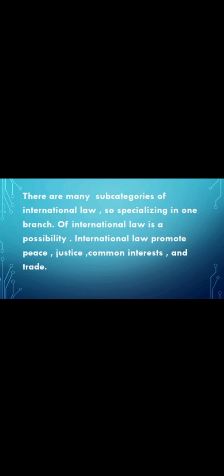Definition: International law is the study and practice of the set of rules, agreements, and treaties that are binding between countries. There are many subcategories of international law, so specializing in one branch of international law is a possibility. International law promotes peace, justice, common interest, and trade.